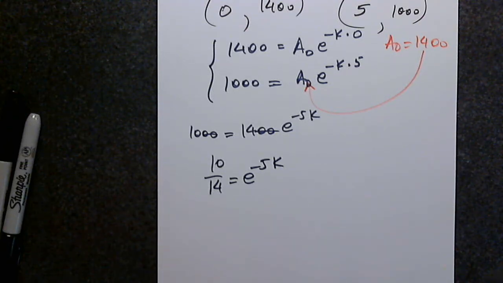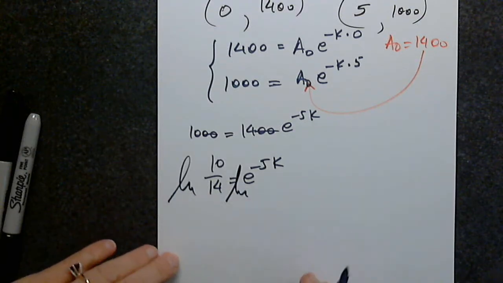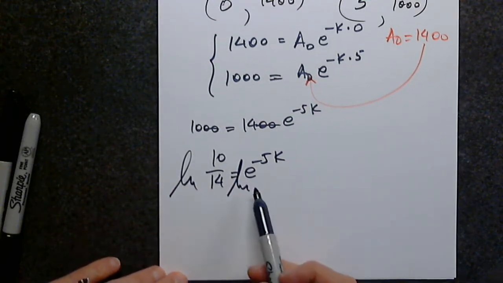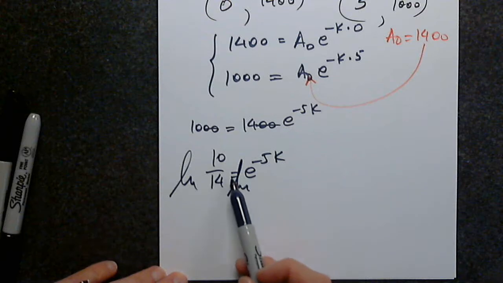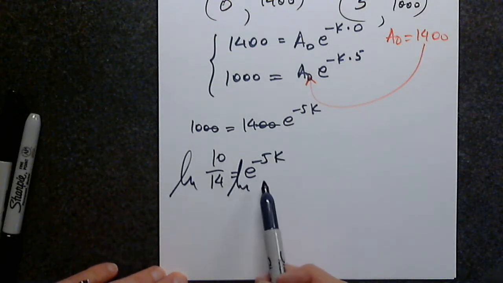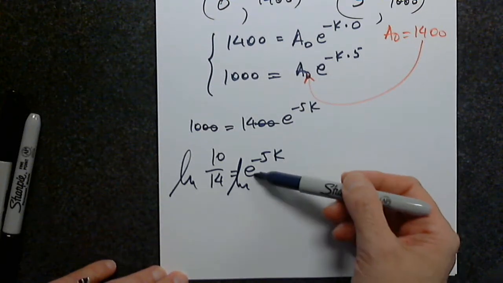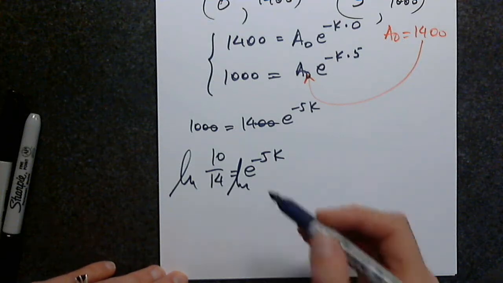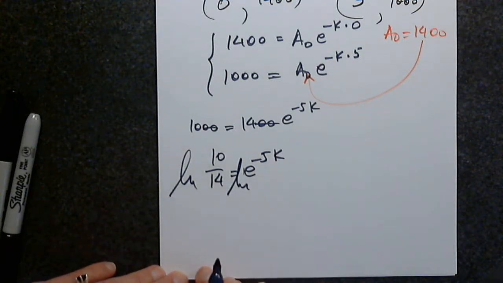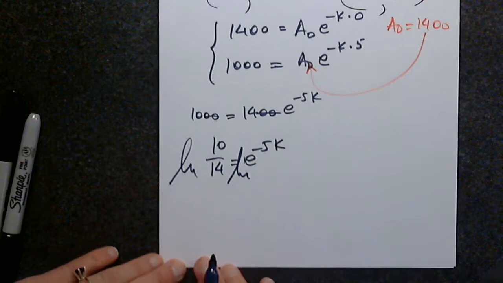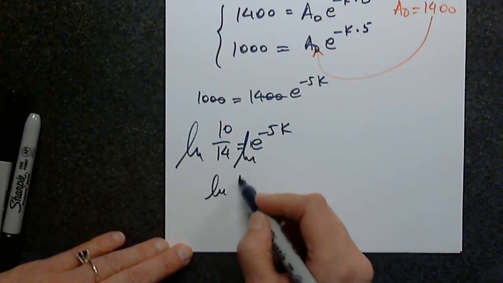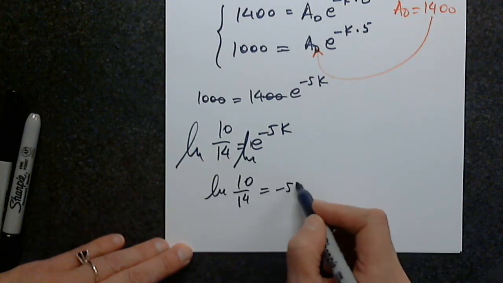Next, I must apply log. Very good. Can you apply common log? Yes. But if you apply common log, you're going to have another number, like log e. You don't want that. Since the base is e, always apply natural log. If the base were 10, I would have applied log 10, or common log. So natural log 10 over 14 equals negative 5k.